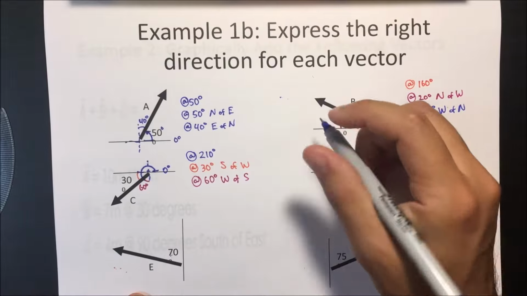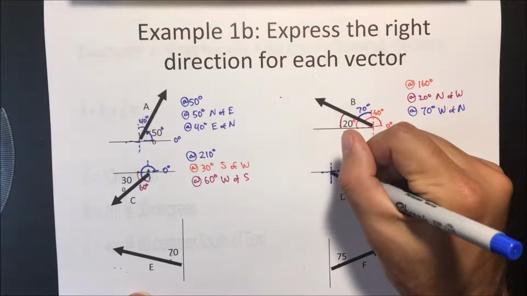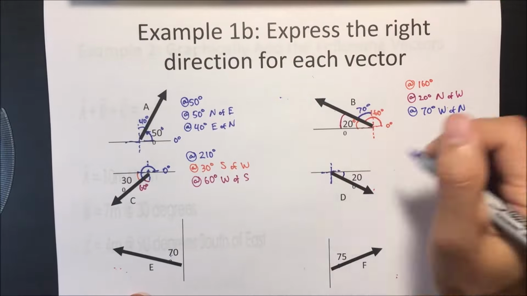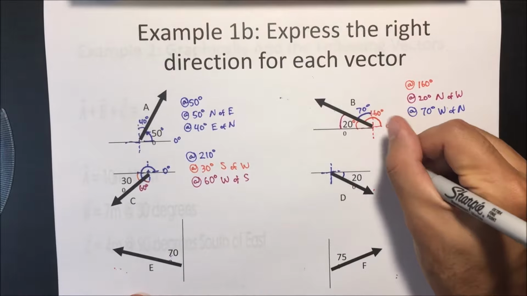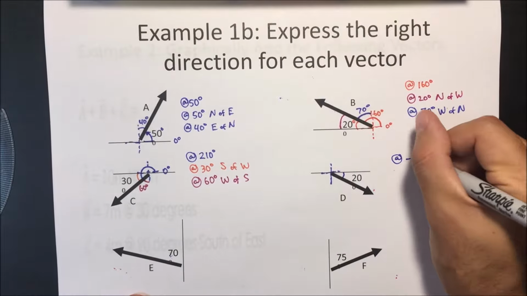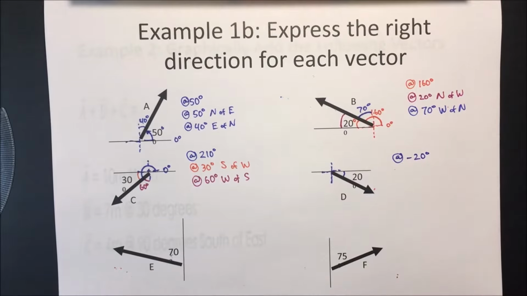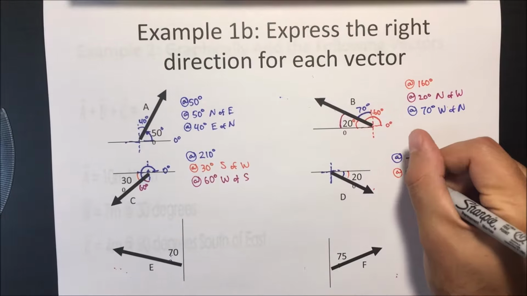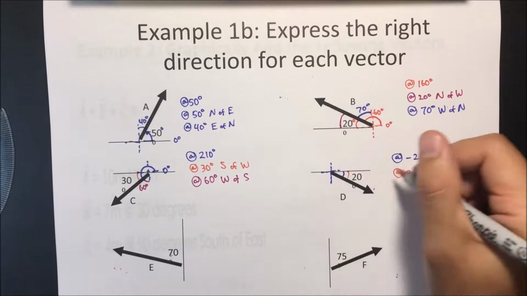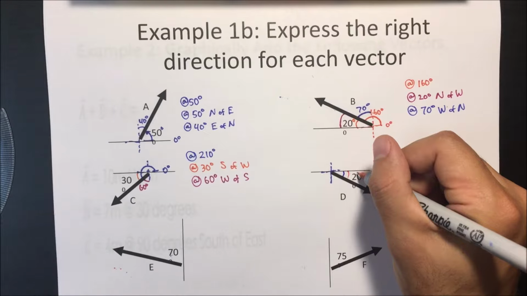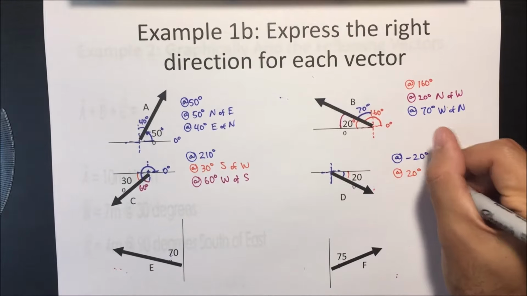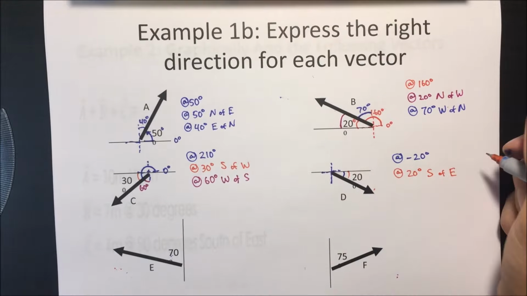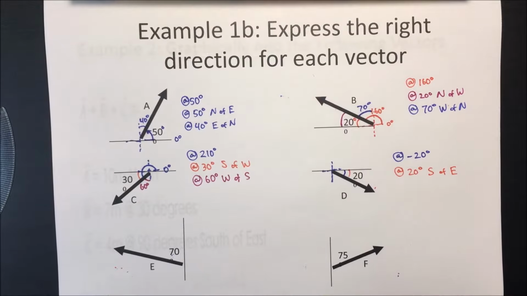Instead of always going counterclockwise, if we went the other direction like this, then we could call that a negative. So we could call this at negative 20 degrees, and that would be fine. Or what we could do is, if we just see this going down that way, we could say at 20 degrees south of east. So this is east, we're going south of east 20 degrees. South of east.